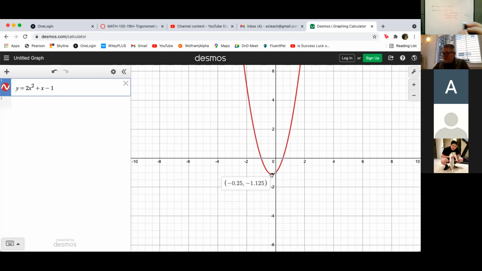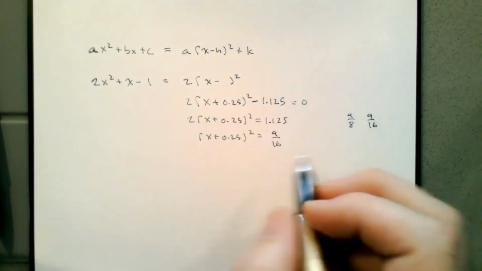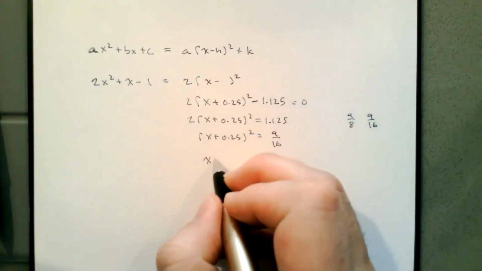Take the square roots. Oops, I forgot to stop sharing. Take the square root, which is where the plus and minus shows up.